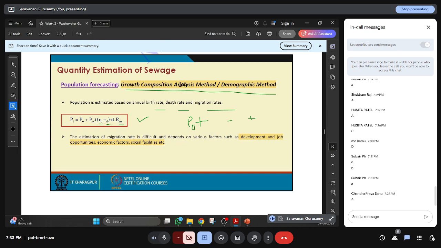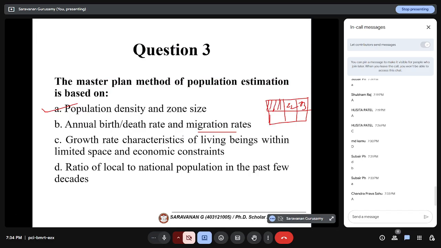Growth composition analysis method or demographic method, we need the birth rate, death rate, and migration rate, right? Another method is the master plan method, which is itself the zoning method. Zoning method of population forecasting. So whenever there is a zone size and population density, that can be used in the master plan method.